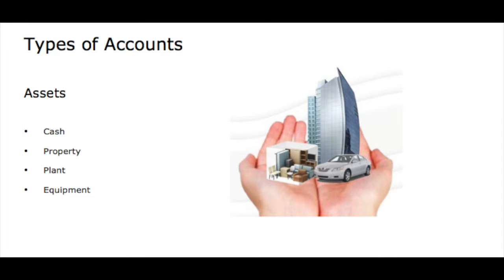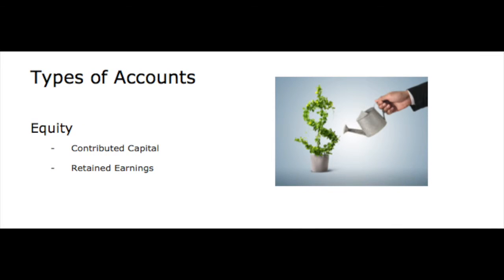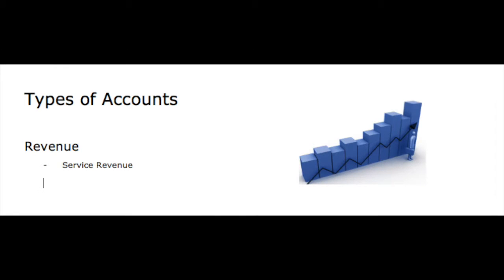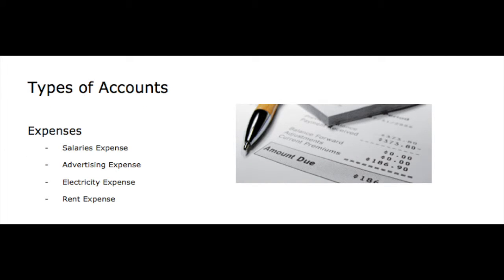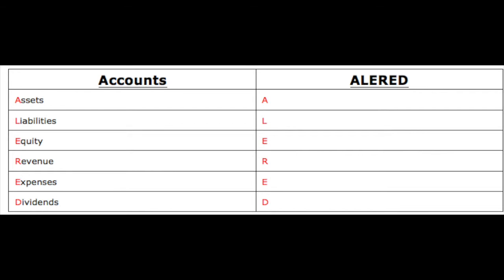First off, we need to know the general types of accounts that businesses deal with on a regular basis. This includes assets including cash, liabilities such as accounts payable, equities such as contributed capital, revenue including service revenue, expenses like salary expenses, and dividends. Here we have a table in which the first column has a list of the accounts. The second column is an abbreviation which makes ALE RED, each letter representing each type of account. Remembering this will help when you're doing your journal entries.